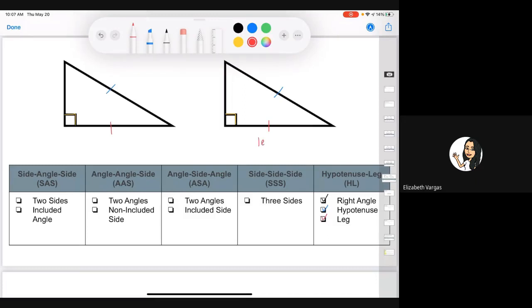Okay. Just a reminder that these are your legs. You don't have to prove that both legs are congruent, just any leg that you want to. And this is your hypotenuse. Okay, questions about this one?